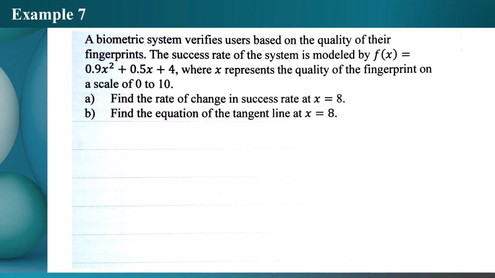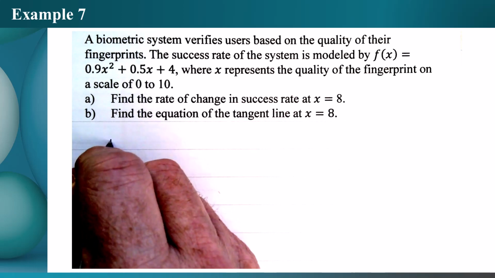A biometric system verifies users based on the quality of their fingerprints. The success rate of the system is modeled by f of x equals 0.9x squared plus 0.5x plus 4, where x represents the quality of the fingerprint on a scale of 0 to 10. In part A, we want to find the rate of change in success rate at x equals 8. In part B, we want to find the equation of the tangent line at x equals 8.